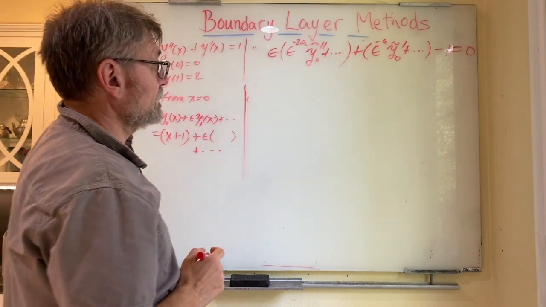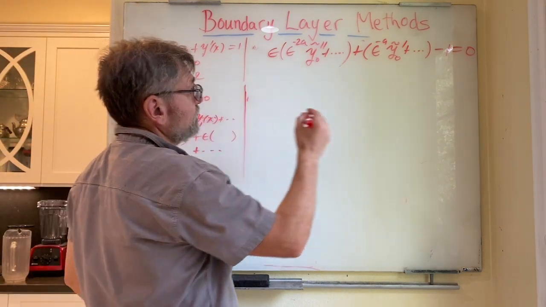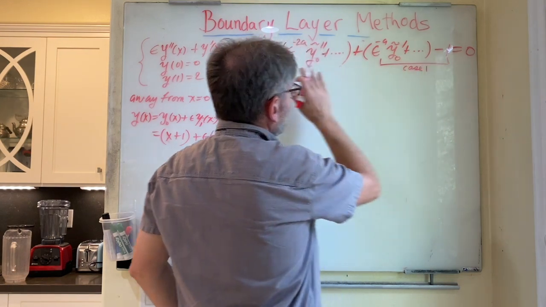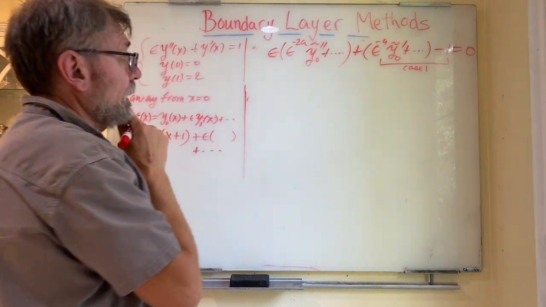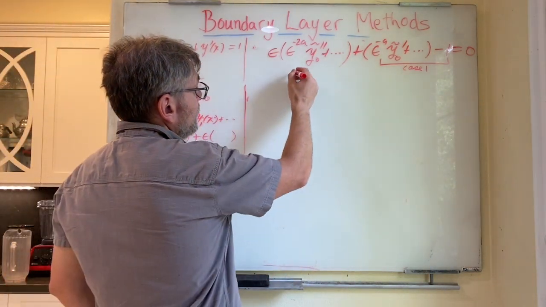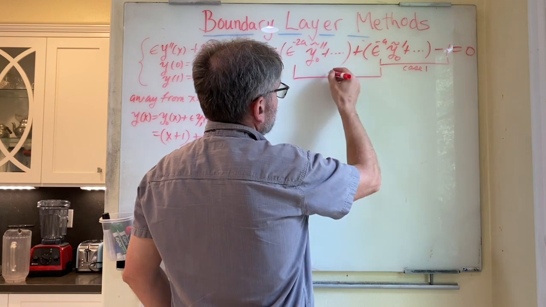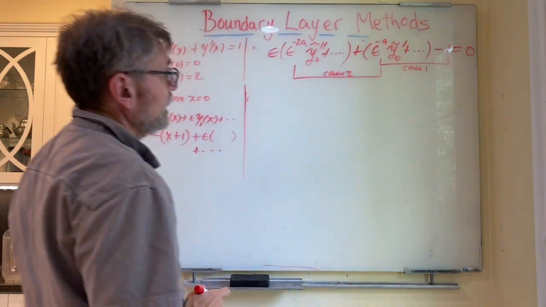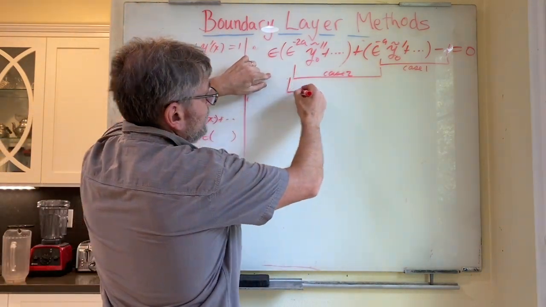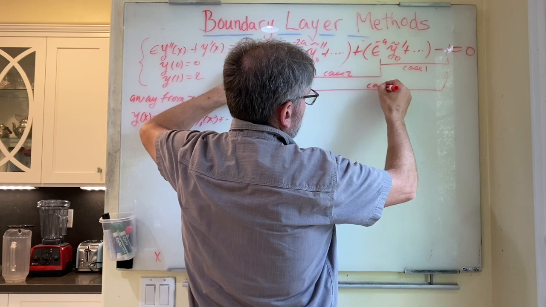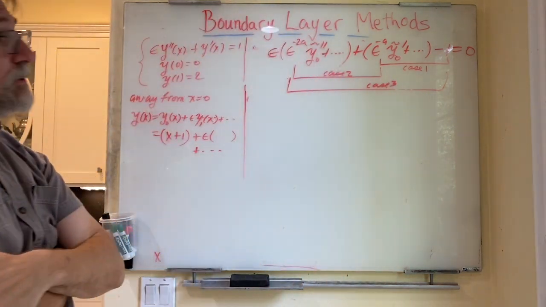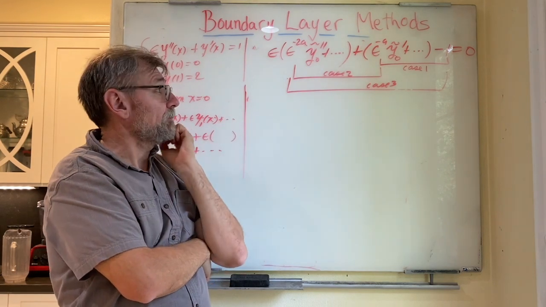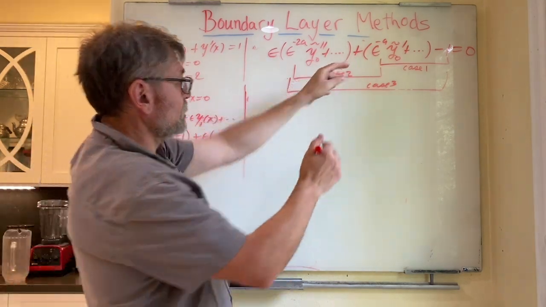So case 1 is this balance: this term balances this one, and this one is small compared to the other two. Case 2 would be this one balances this one, and both of these are bigger than the 1. And then case 3 would be the first term balances the third term, the last term. We can investigate each of these potential balances in turn and see if they're consistent or not. So let's start off with case 1.